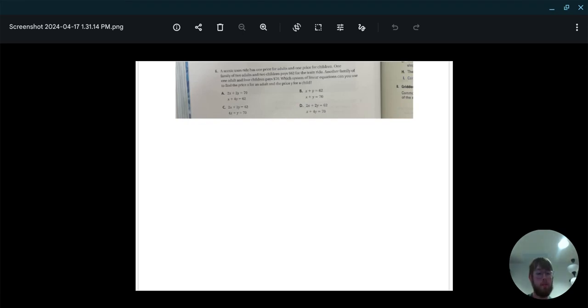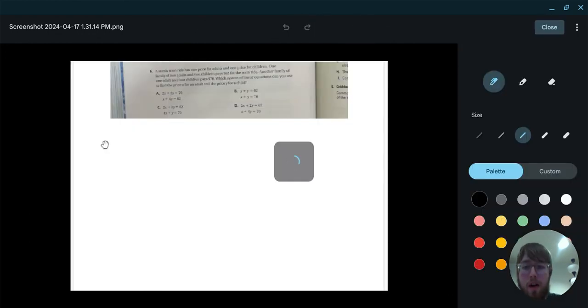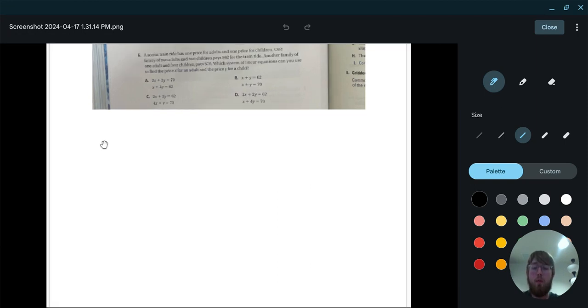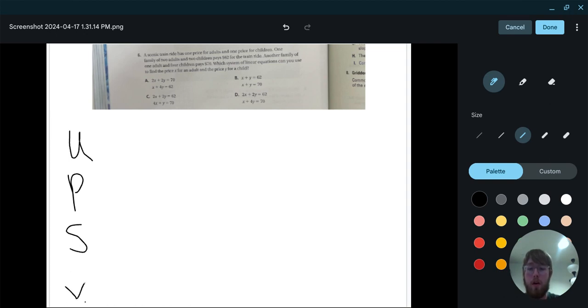Looking at problem 6, which is a word problem, we're going to try and solve this using our attack strategy of UPSCheck, and that's understand, plan, solve, and then check at the end. So our problem reads, a scenic train ride has one price for adults and one price for children. One family of 2 adults and 2 children pays $62 for the train ride. Another family of 1 adult and 4 children pays $70.